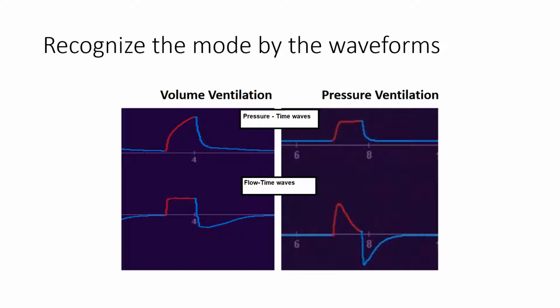For your pressure time waves, you should be able to identify the volume ventilation curve compared to the pressure ventilation curve. With your flow time waves, you should remember and recognize that volume ventilation has the square waveform, whereas pressure ventilation should be more like a triangle.